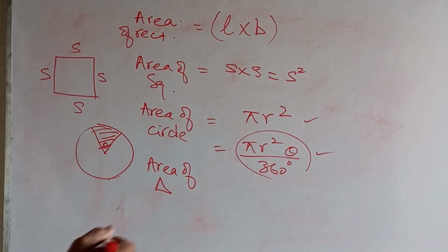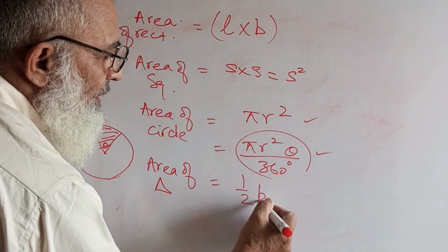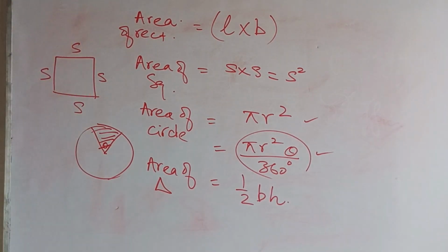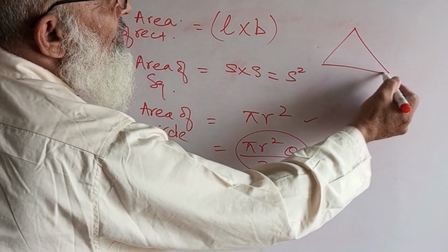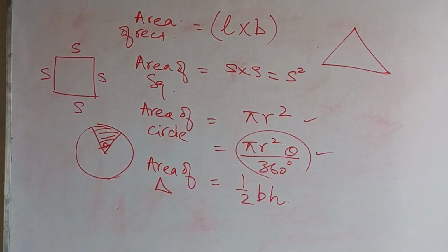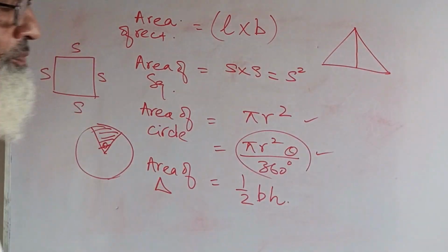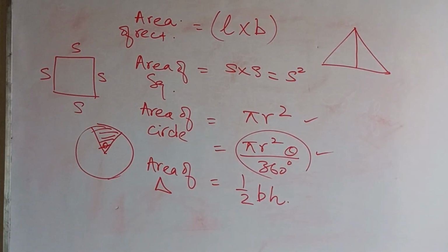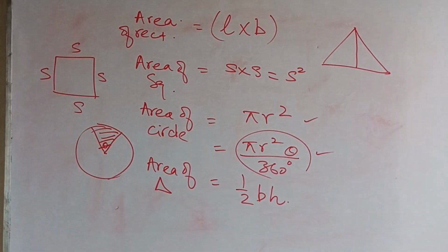Now, area of triangle is half base into height. What does it mean? That if this is a triangle, any triangle, it may be an equilateral triangle, isosceles triangle, or scalene triangle, we'll drop a perpendicular from the top to the base of the triangle.